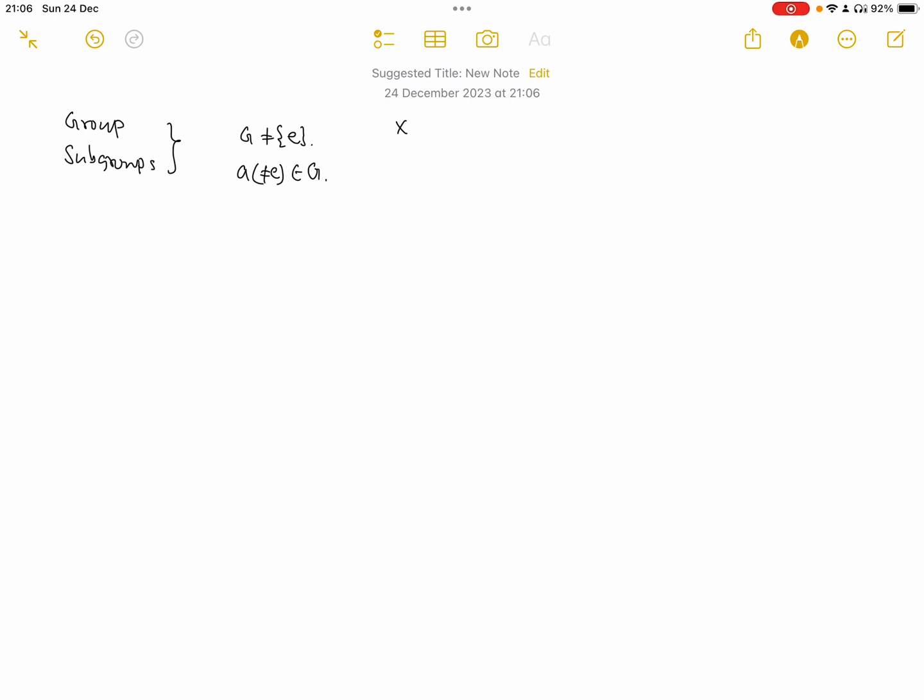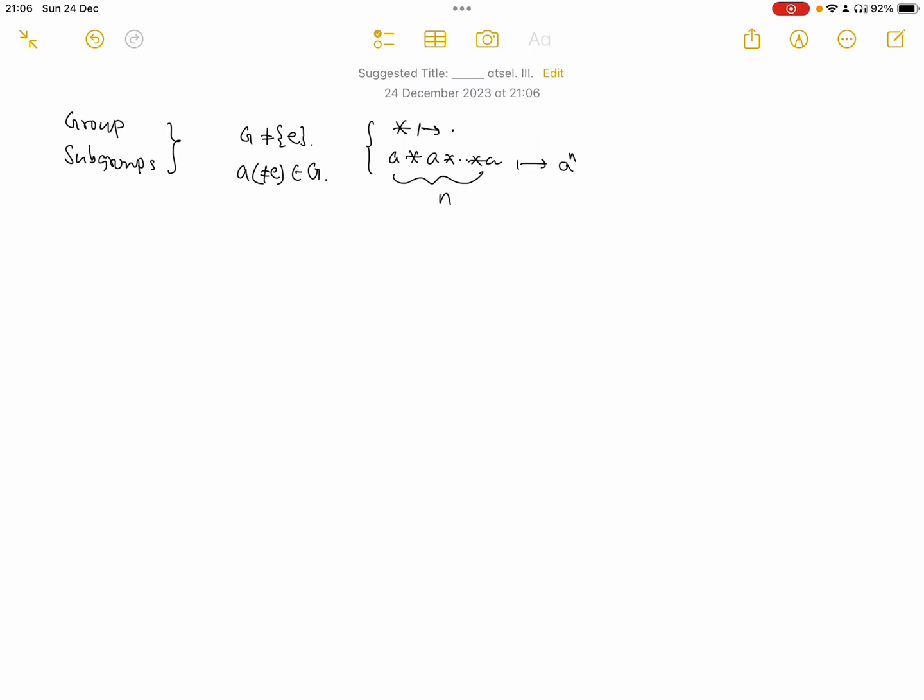By the way, from now on I will replace the star by a dot. And also I will write a star a star a, say there are n many of them, as just a to the power n. So don't get confused with the usual multiplication notation. This is just for the sake of convention. I'm just writing it as a power n. This is not the usual multiplication. It depends on the operation that we are talking about in a specific group.